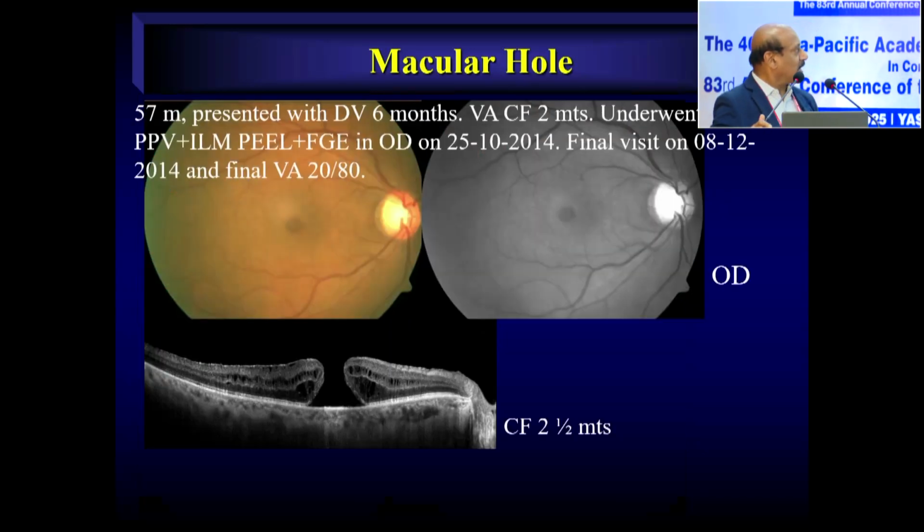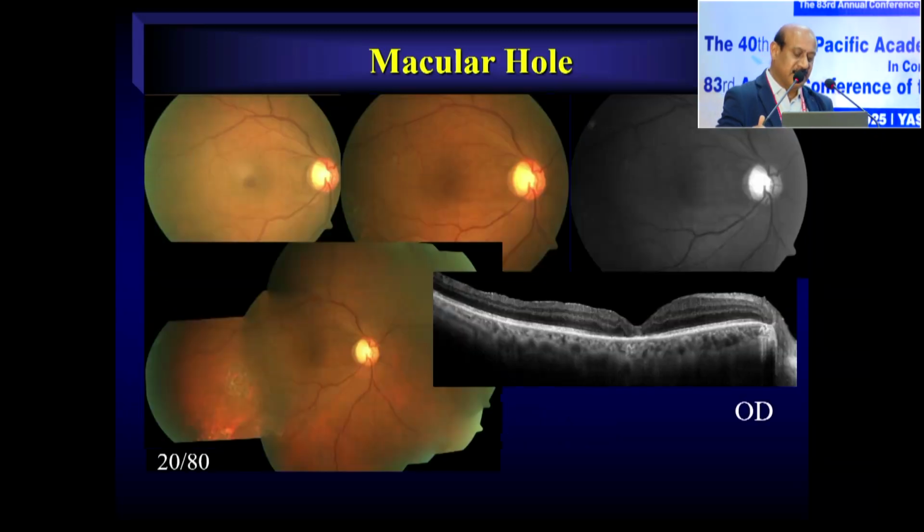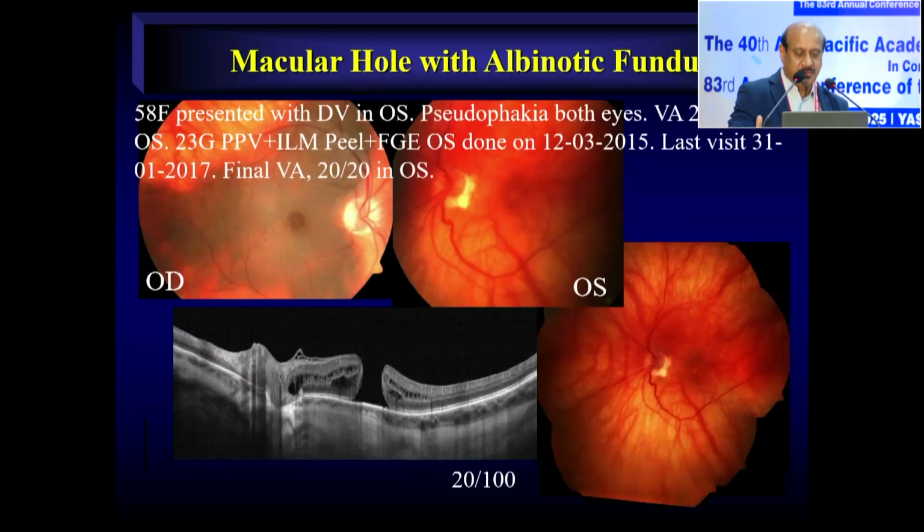And again another patient of macular hole and 20/80 vision, good outcome. The contour is good, the outer layers are good, and the neurosensory retina, that is the rods and cones layers, is also improving.